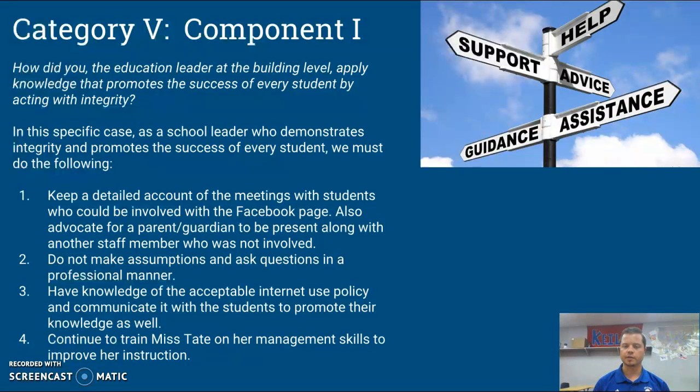I would also advocate for a parent or guardian, again, to be present along with another staff member who is not involved. To me, that's just the right thing to do to help to support the students and assist them in what they may be doing.